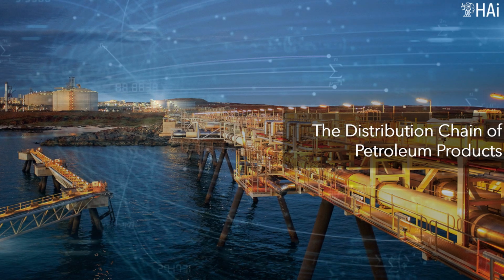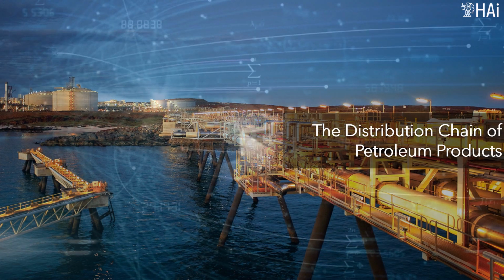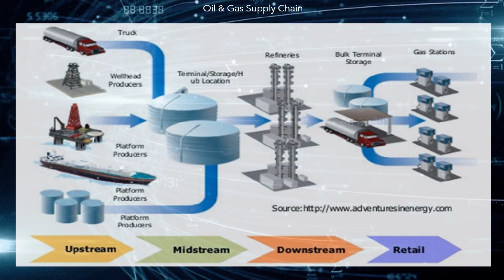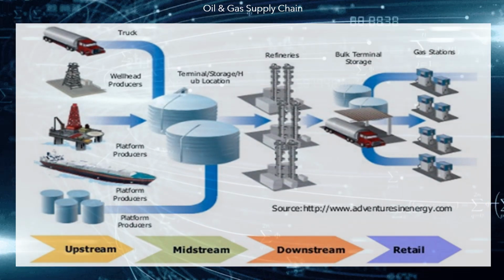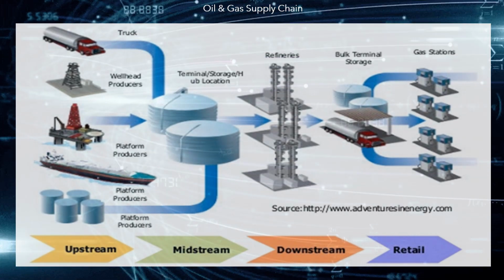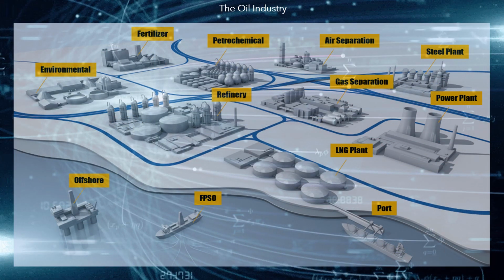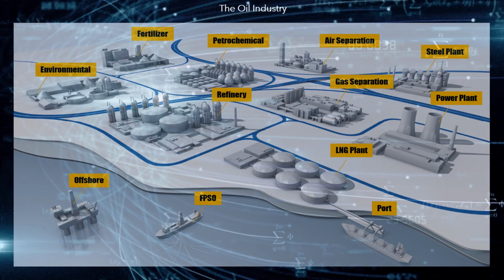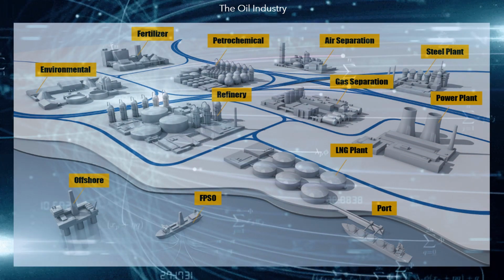The distribution chain of petroleum products. The oil and gas supply chain is made up of 4 links: upstream, midstream, downstream and retail. The links are connected by multimodal transport networks. The oil industry includes global processes of exploration, extraction, refining, transportation and marketing of petroleum products.